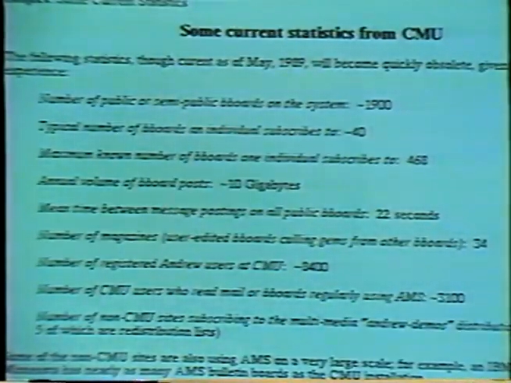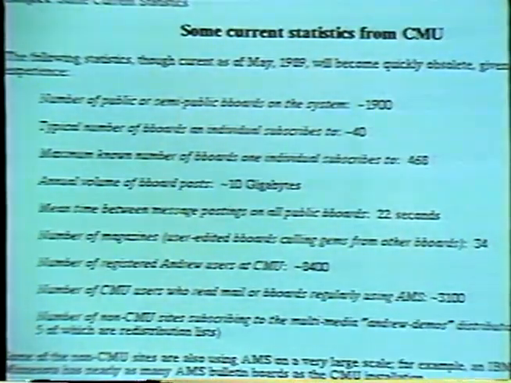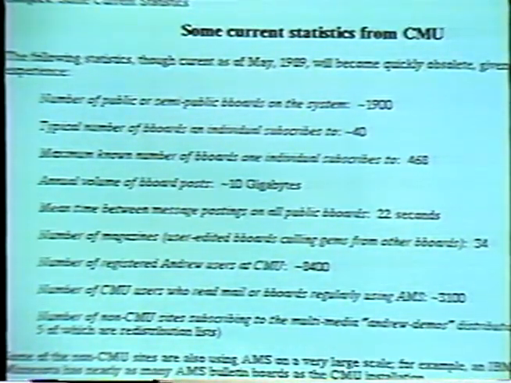In order to appreciate the scale of the Andrew message system, it is useful to look at some current statistics from the Carnegie Mellon installation of the system. As of May 1989, there are on the Carnegie Mellon campus approximately 1,900 bulletin boards that are either publicly readable or readable by a large segment of the population at Carnegie Mellon. The typical Carnegie Mellon user subscribes to approximately 40 bulletin boards, although one user is known to subscribe to 468, and subscribing to several hundred is by no means uncommon.